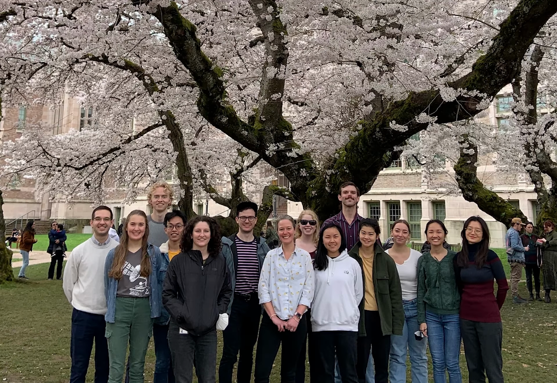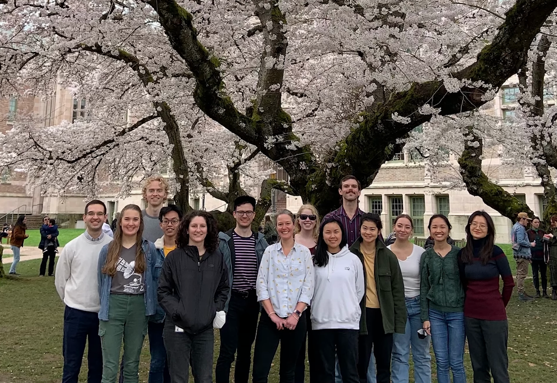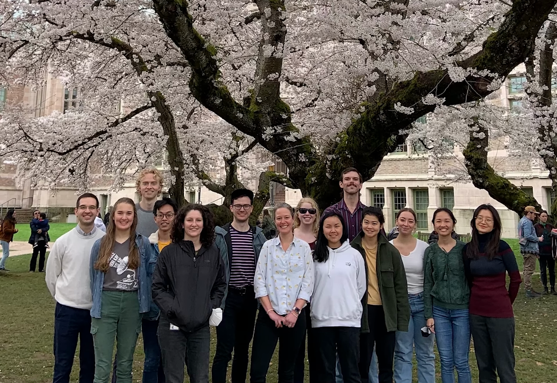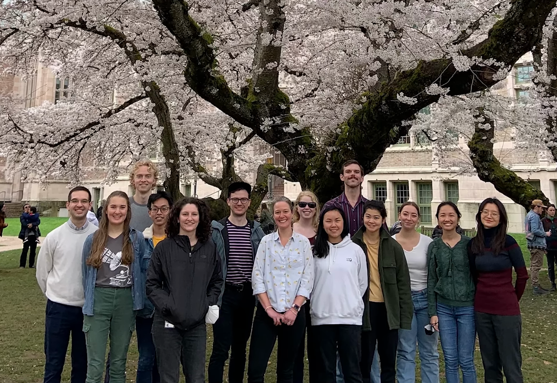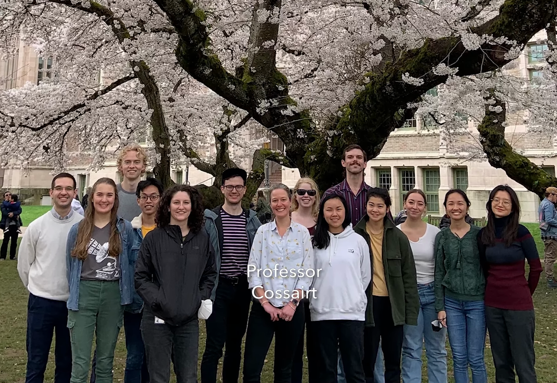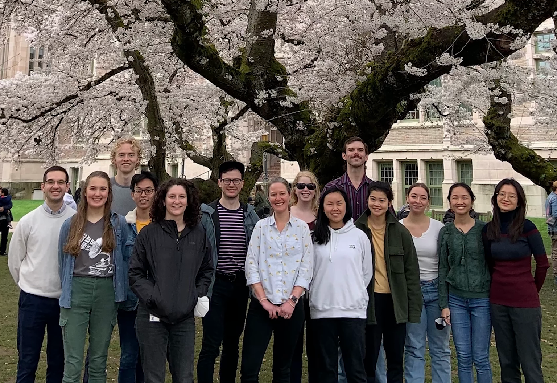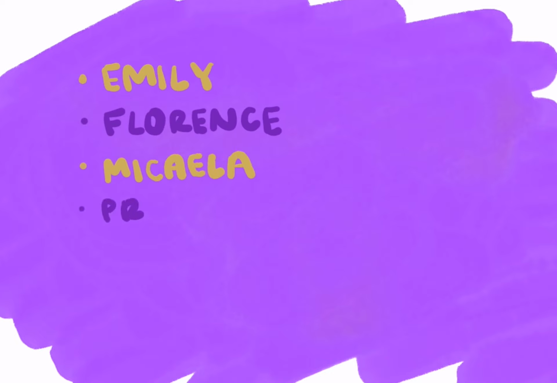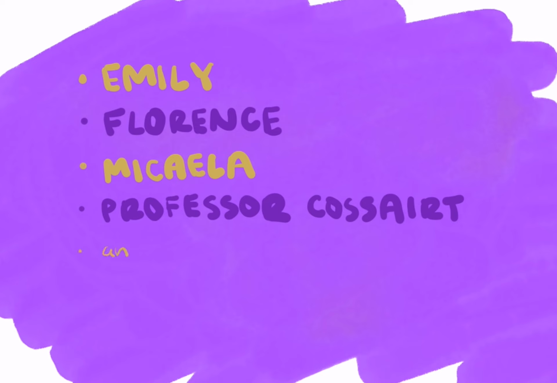The Cossairt Lab hopes this research will yield new breakthroughs that will expand the utility of nanoparticles for impactful application. I had a really fun time learning about the Cossairt Lab's work to increase the efficiency and availability of quantum dots. Thank you to Emily, Florence, and Michaela for showing me your work and for making such a complicated matter so accessible. And thank you to Professor Cossairt for letting me tour your lab.